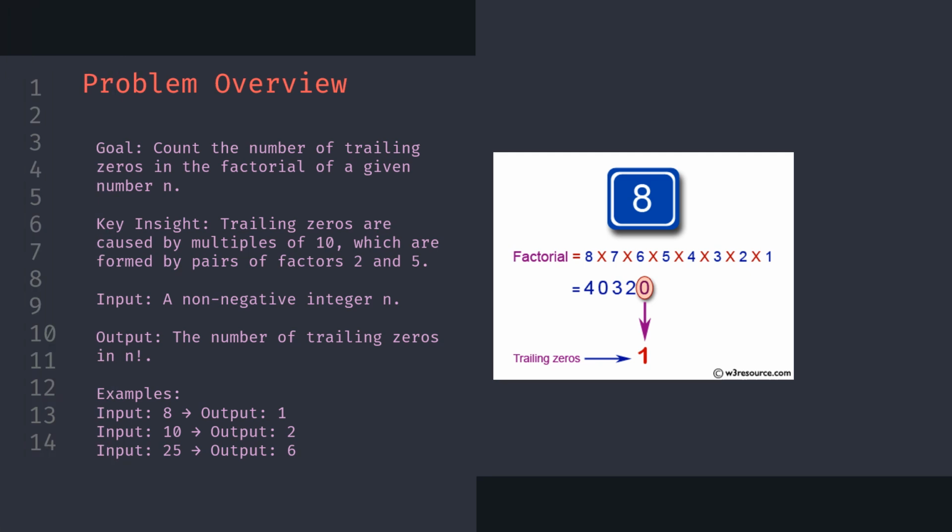The problem is to count the trailing zeros in a factorial. Trailing zeros occur due to the factors of 10, which are created by multiplying 2 and 5. Since there are always more factors of 2 than 5 in a factorial, the count of trailing zeros depends on the number of factors of 5.